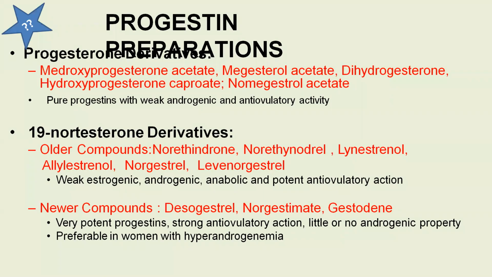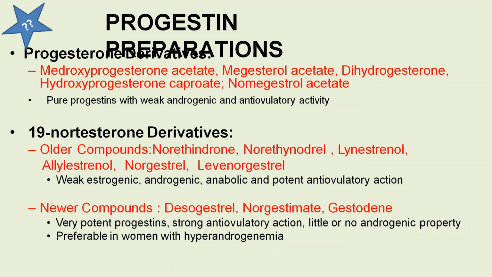So then let us go through the progestin preparations. Progesterone derivatives: medroxyprogesterone acetate, megestrol acetate, dihydrogesterone, hydroxyprogesterone caproate, nomegestrol acetate. So these are pure progestins with weak androgenic and anti-ovulatory activity.